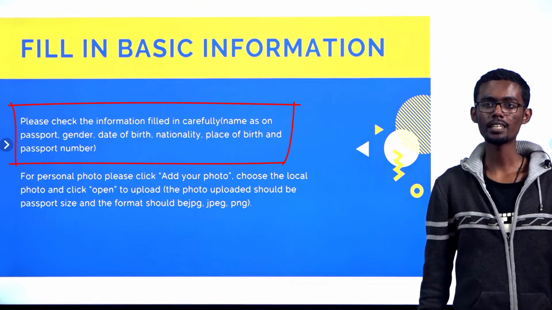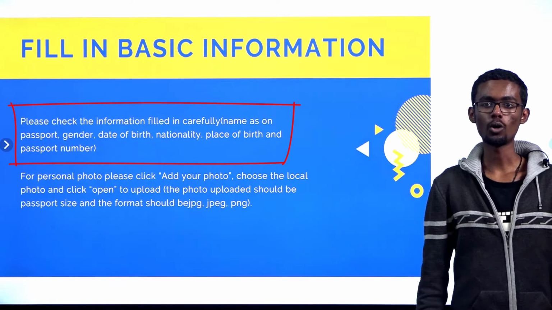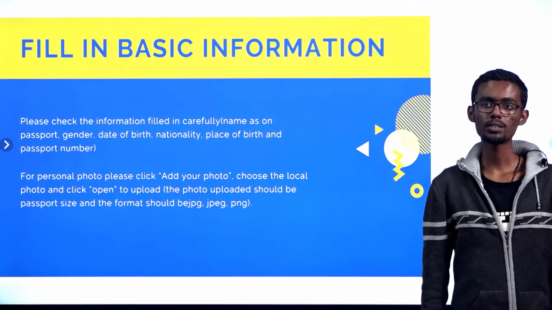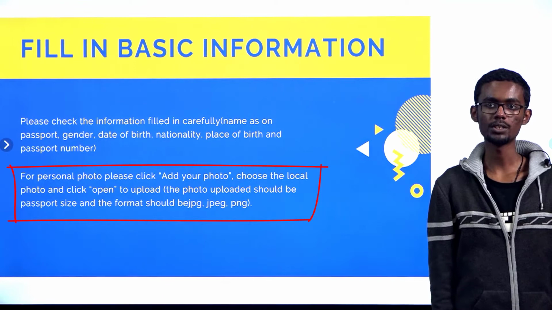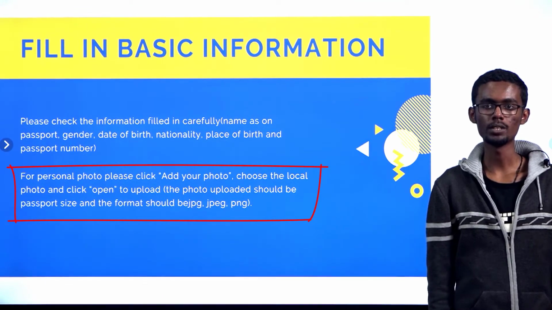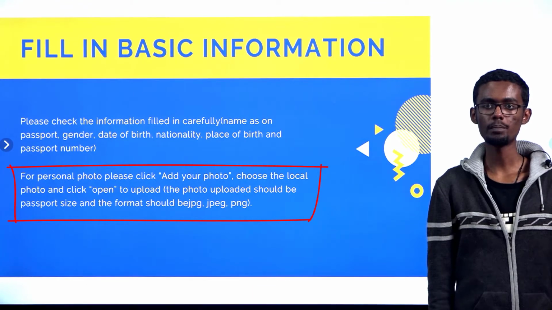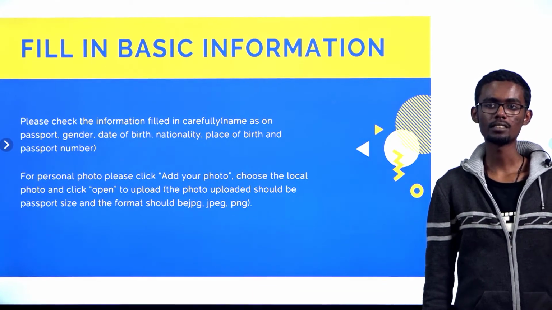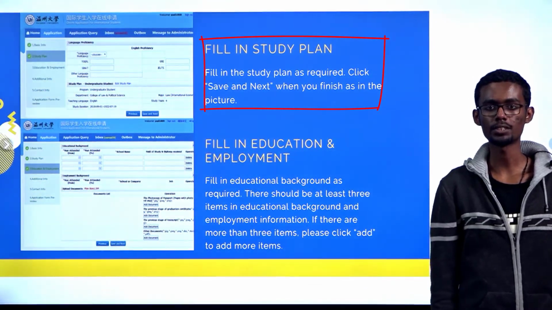Please make sure to check the information filled in carefully. Name as on the passport, gender, date of birth, nationality, place of birth, and passport number. For personal photo, please click Add your photo, choose a photo from your local machine, and click Open to upload. The photo upload should be passport size and the format should be JPG, JPEG, or PNG. Next, fill in the study plan as required. Click Save and Next when you finish as in the picture.